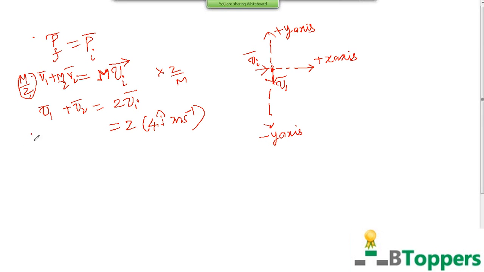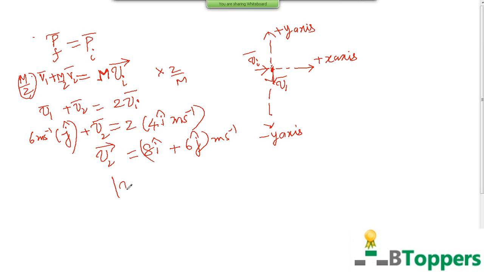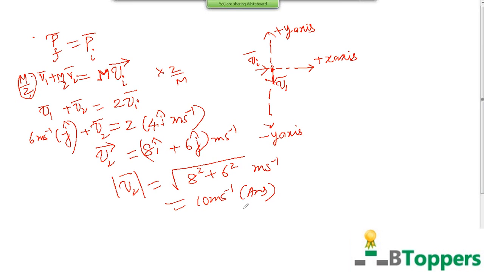In vector form, you can write V1 bar as product of its magnitude and unit vector in the vertically downward direction. That is minus j cap. J cap is unit vector along positive y-axis, minus j cap is unit vector along negative y-axis. That means V1 bar can be written as 6 meters per second into minus j cap. So from this you get V2 bar equal to 8 I cap minus 6 j cap, minus minus 6 j cap, you get 8 I cap plus 6 j cap meter per second. So magnitude of velocity of the second part will be under root of 8 square plus 6 square meter per second, or that comes out to be 10 meters per second is answer. That will be the answer for the problem.